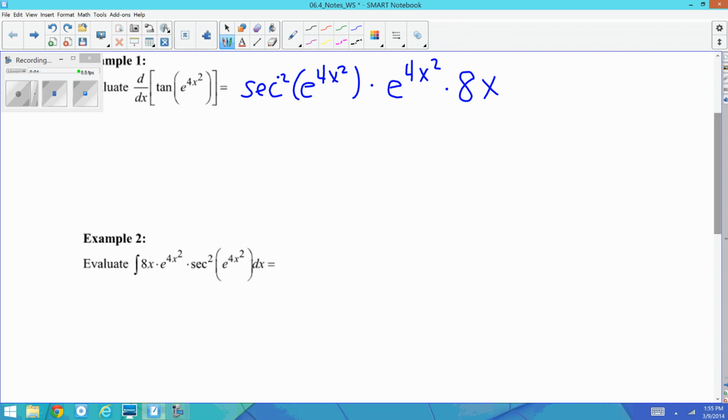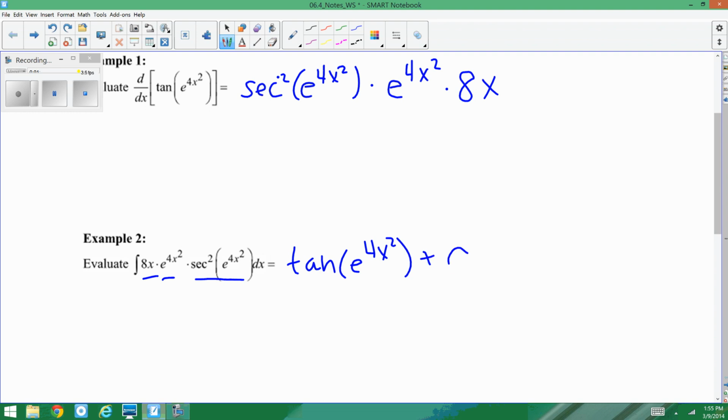But the next example, okay, evaluate the integral of this. Now look, this matches piece by piece exactly what we have. So we are able to evaluate that as tangent of e to the 4x squared, okay, plus c.